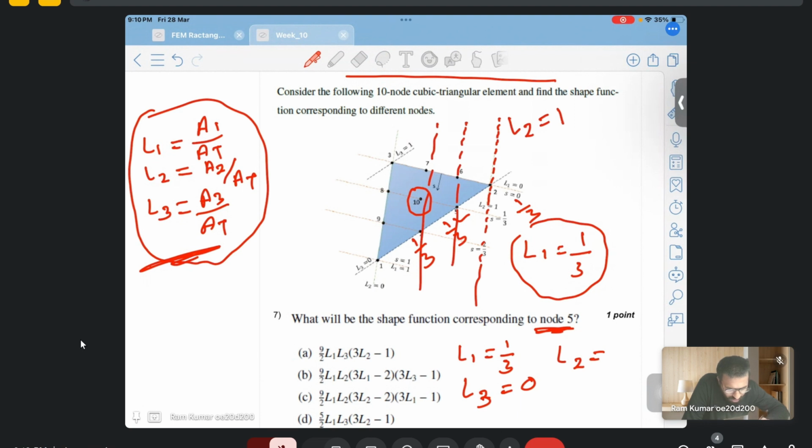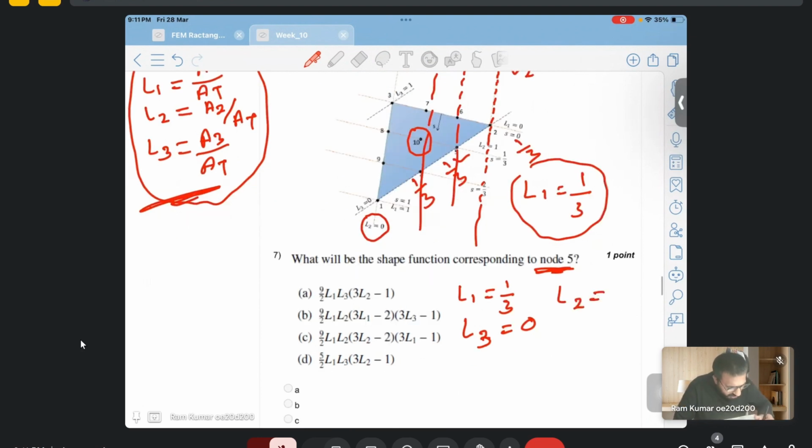How did you get that? Sir, L2 is 0 at node 1. Yes. And L2 is 1 at node 2. So if I move from node 1 to node 2, on node number 4, L2 becomes 1 by 3. On node 5, L2 becomes 2 by 3. Yes, L2 will be 2 by 3. Correct. And L3 at node 2 will be 3 by 3, that is 1. Am I right?